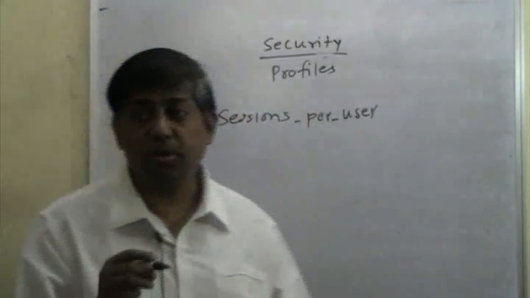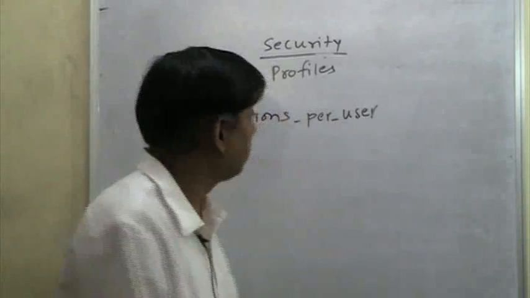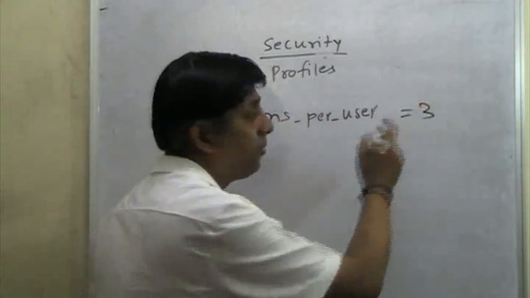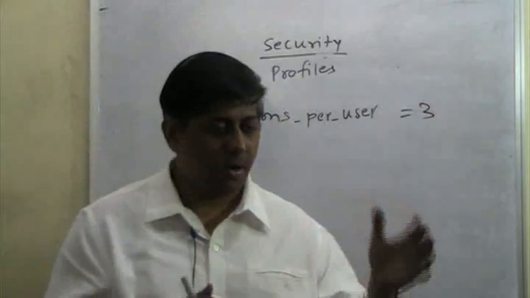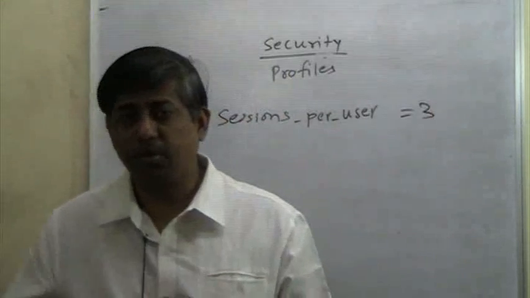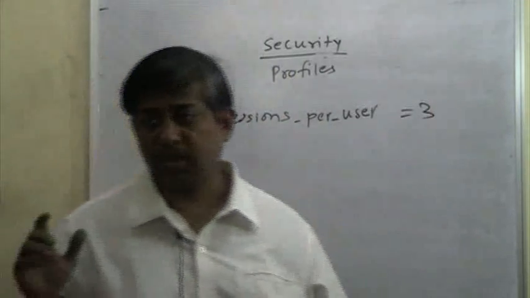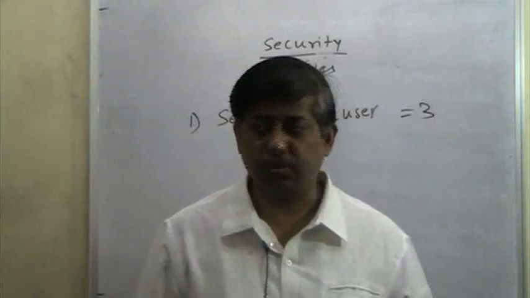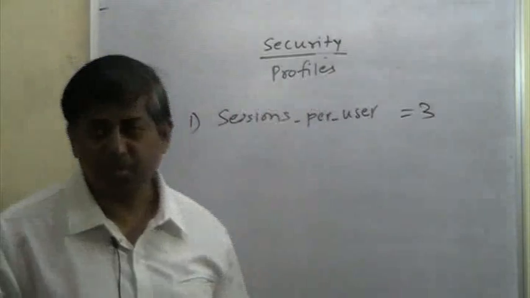But I don't want you to log in 100 times. I want you to have only 3 windows open at a time. So I'm going to say sessions per user, I'm going to set for you is 3. Once I do this, you can log into 3 different windows using SQL Plus. The moment you go with the 4th session, you will not be able to. You may have to disconnect from the first one, then you will be able to log into the new one. So this is one of the attributes of a user. This can be controlled by what is called a profile.